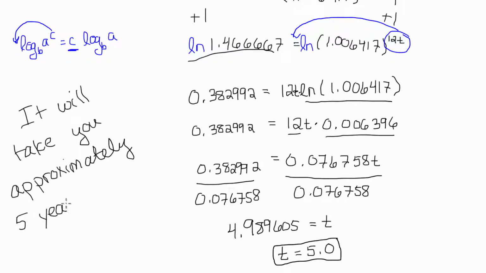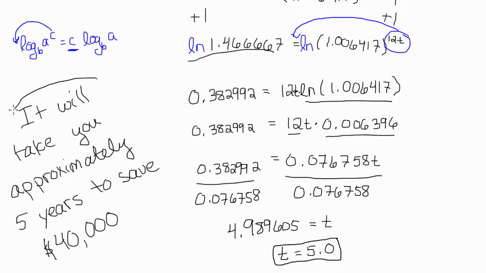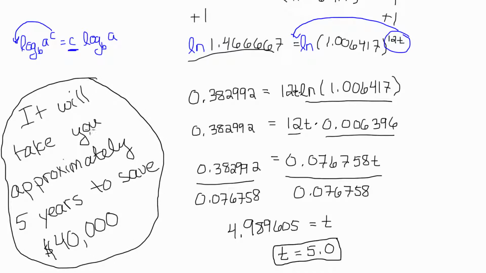And I always say, write it out in a complete sentence, because you're not going to walk up to someone on the street and just be like, t equals 5.0. You need to know what that actually means. So always write it in a nice, complete sentence.